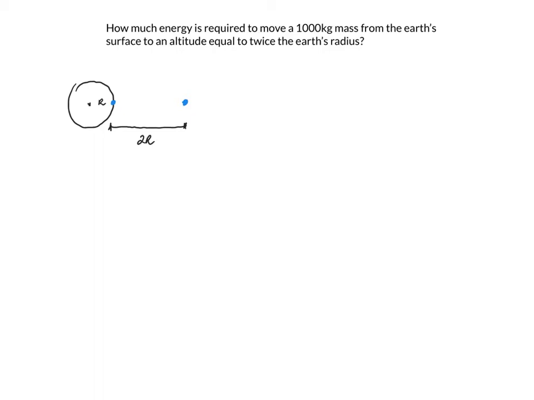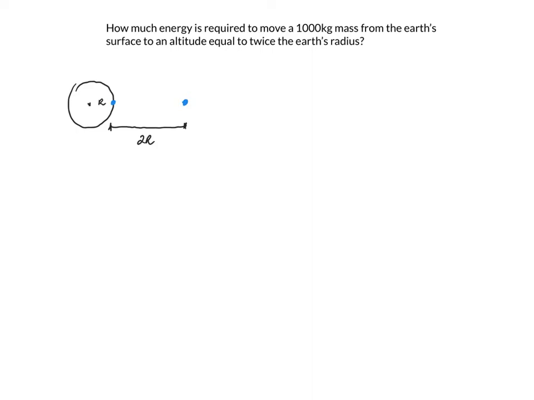Okay, so first things first here, problem 10, or pseudo number 3, whatever we want to call it. We're looking for how much energy is required to move a 1,000 kilogram mass from the Earth's surface to an altitude equal to twice the Earth's radius. Okay, now we know that we have to do work against the force of gravity here. And I want us to understand conceptually a little bit better what's actually going on when we're looking at gravitational potential energy as things are moving away from the planet Earth.